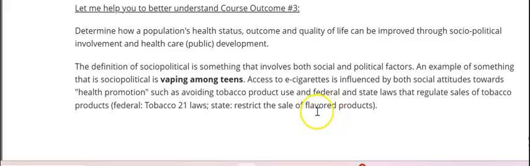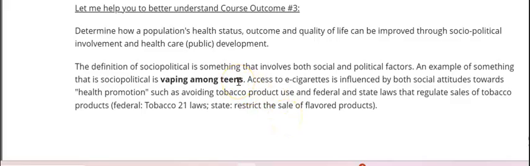So for vaping, they know that to market to teens, teens will purchase vaping or flavored products over non-flavored products because, you know, to get someone addicted to tobacco, if you do it with a flavored product, it's much easier, and especially for teens, than unflavored. So that's one example that is both social, so how do teens feel towards avoiding tobacco product use, and political. What are the laws?